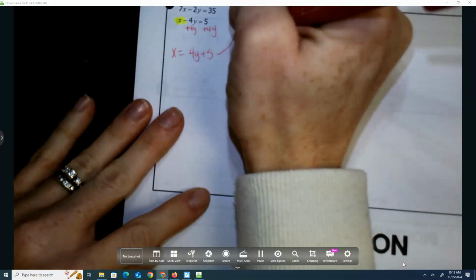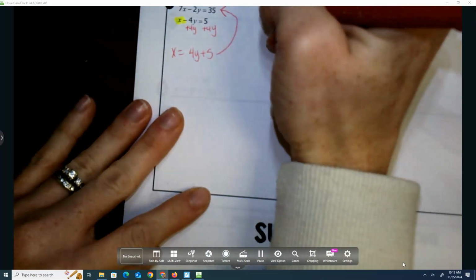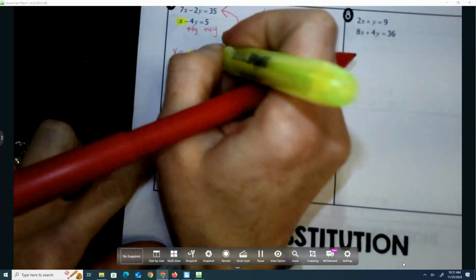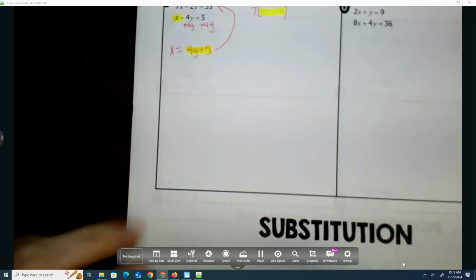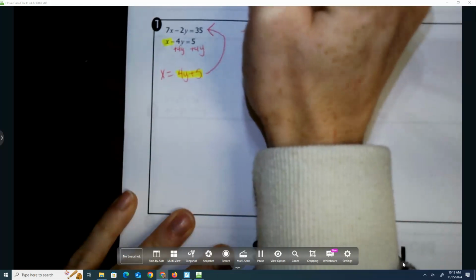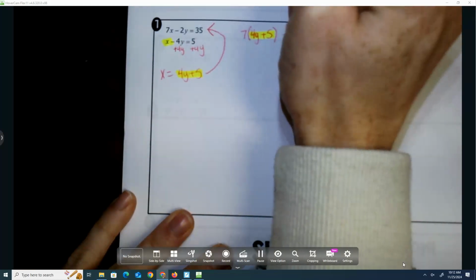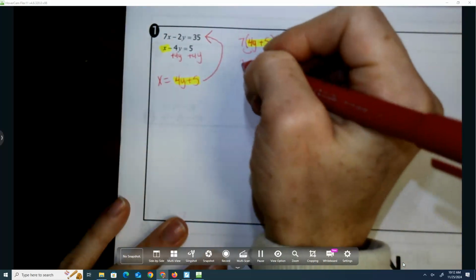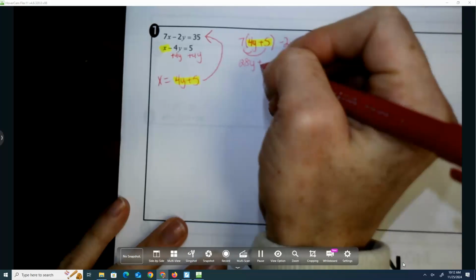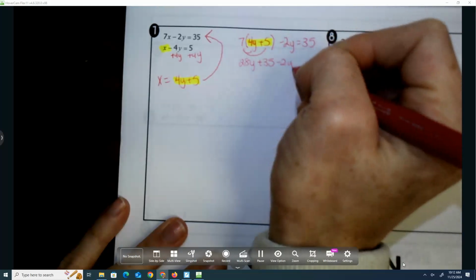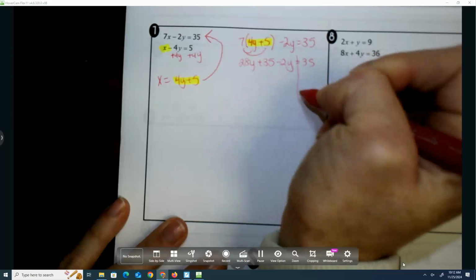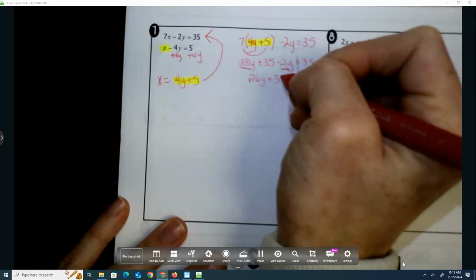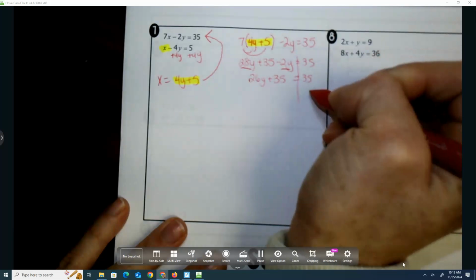Then I have not used the first equation, so I have to sub this into there. So the first one is 7 times x, but I'm replacing my x with 4y plus 5. So if we distribute, we get 28y plus 35 minus 2y equals 35. These are on the same side, so we just add them together. So 26y plus 35 equals 35.